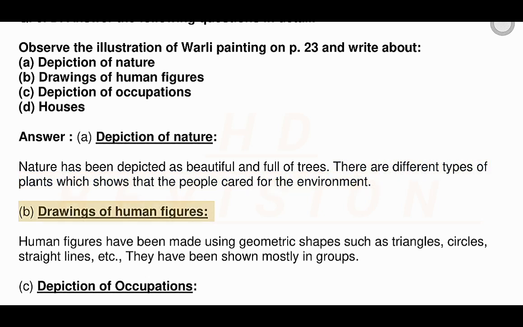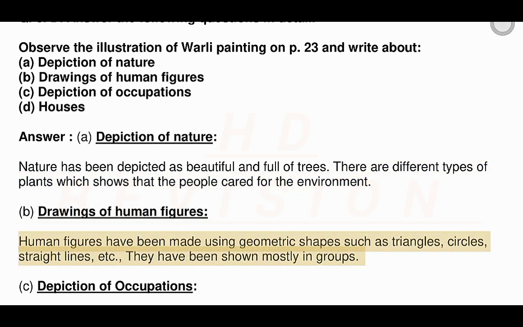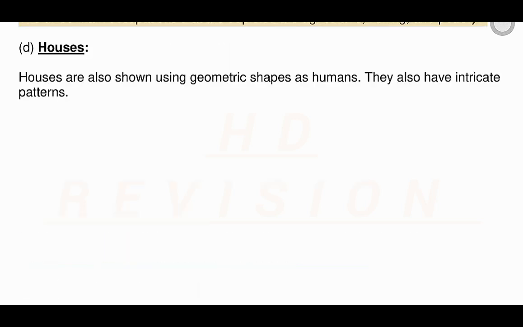B. Drawings of human figures. Human figures have been made using geometric shapes such as triangles, circles, straight lines, etc. They have been shown mostly in groups. C. Depiction of occupations. The three main occupations that are depicted are agriculture, fishing, and pottery. D. Houses. Houses are also shown using geometric shapes as humans. They also have intricate patterns.